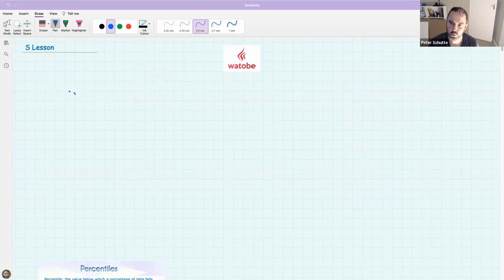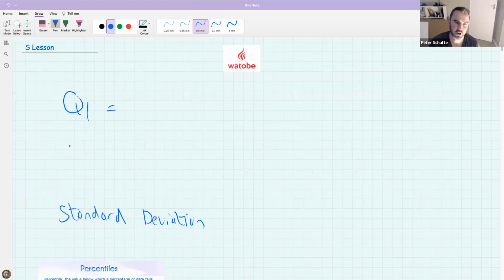So Q1, we talked about something called Q1, or the first quartile or the lower quartile. We spoke about the standard deviation, and we used our calculators quite a lot. We spoke about Q3, which is the upper quartile. We spoke about Q2, which is the median.